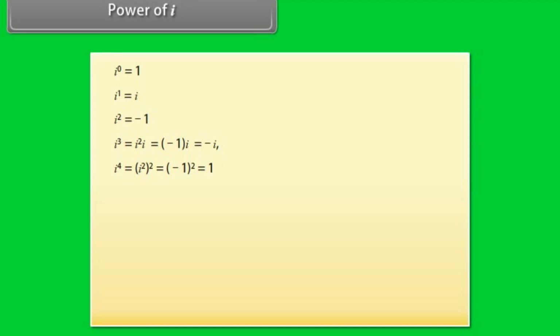square, which is equal to 1. Iota raised to power 5 is equal to square of iota square into iota, which is equal to minus 1 square into iota, which is equal to iota.